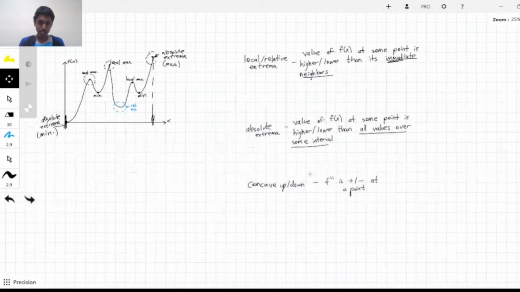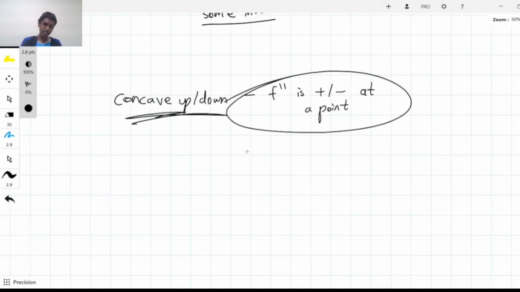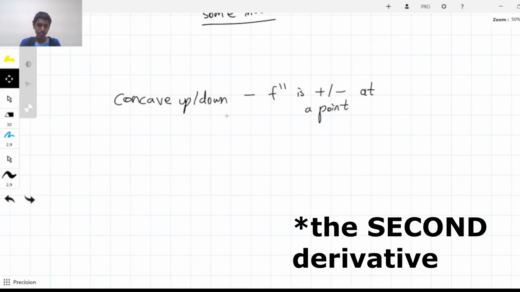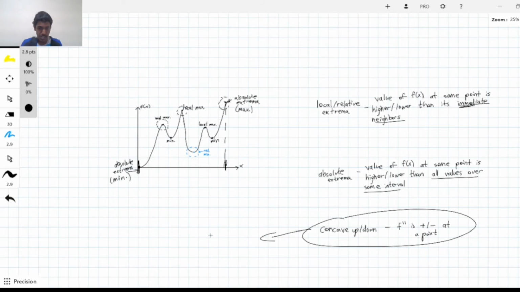The other quick thing that I'd want to mention is concave up and down. It's really just a fancy word for whether the first derivative is positive or negative at that point, but I wanted to throw it in this video because we will be seeing this later in what's called the second derivative test.